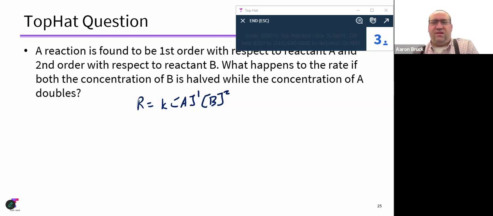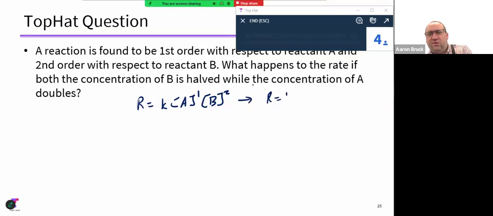So one way that we can do this is we can create a hypothetical. So let's just say for the sake of argument that the concentration of A and B are both 1 for this first example. And if that is the case, then we would have the rate is equal to the rate constant times 1 to the first and 1 to the second. So that would just be K.